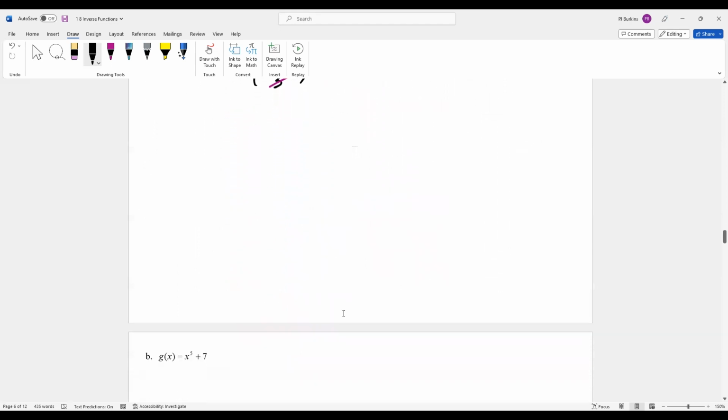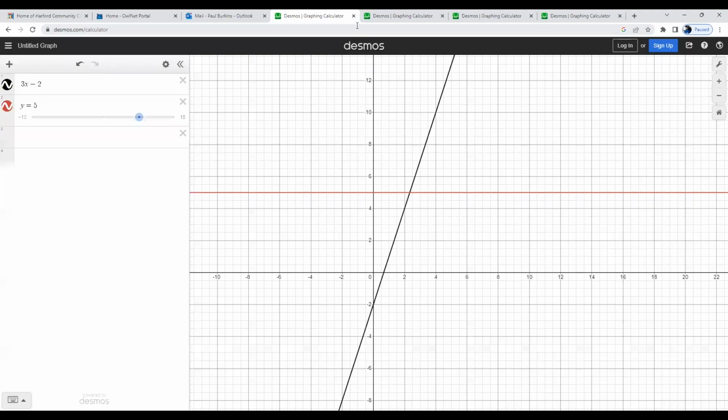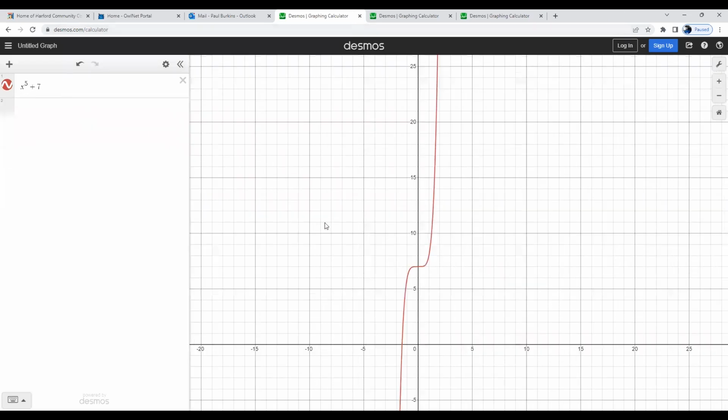All right, let's take a look at another example. We have x to the 5th plus 7. Again, I'm going to hop over to Desmos. All right, again, I've already plotted this guy. Here's x to the 5th plus 7.